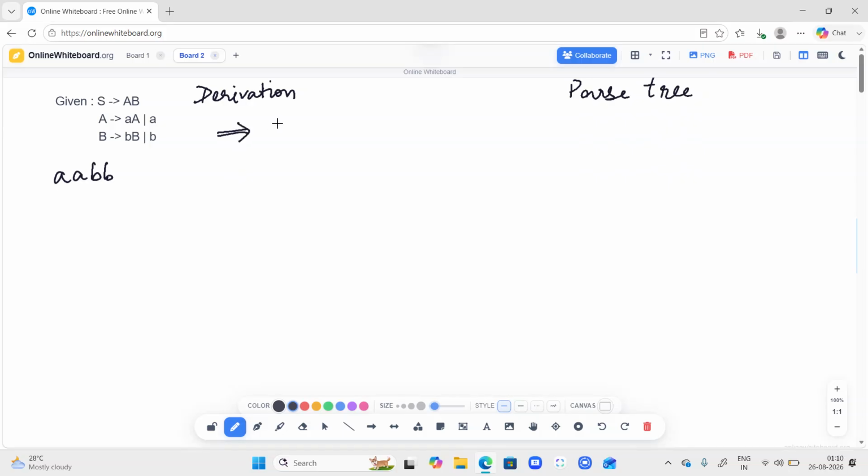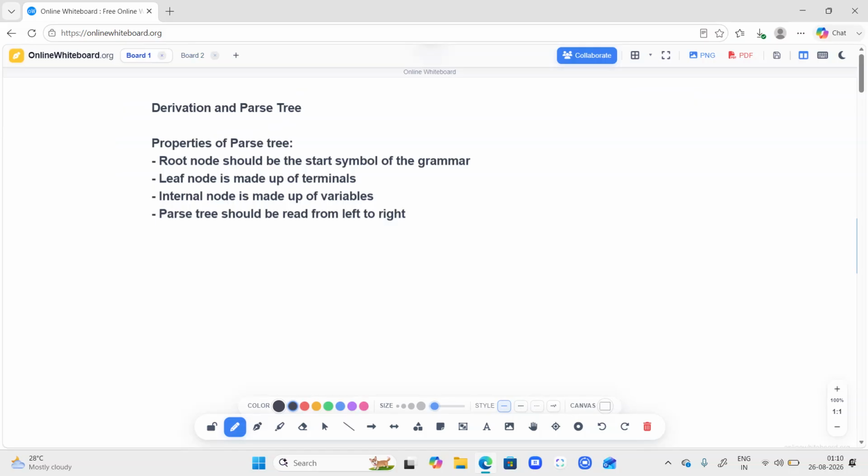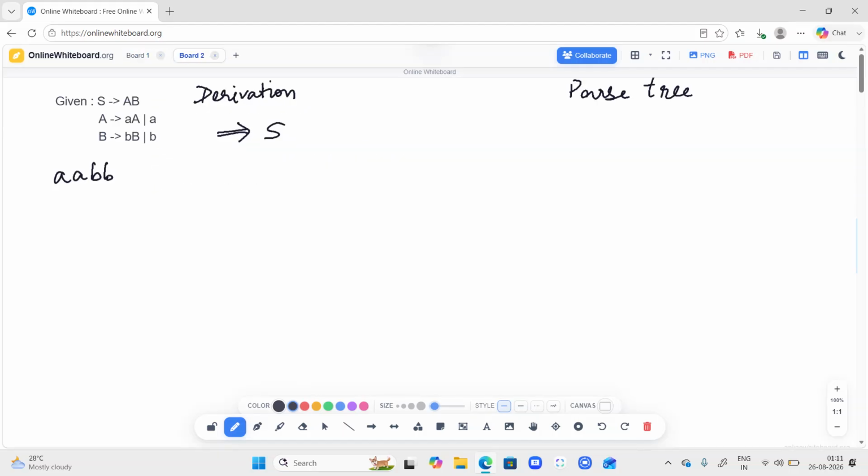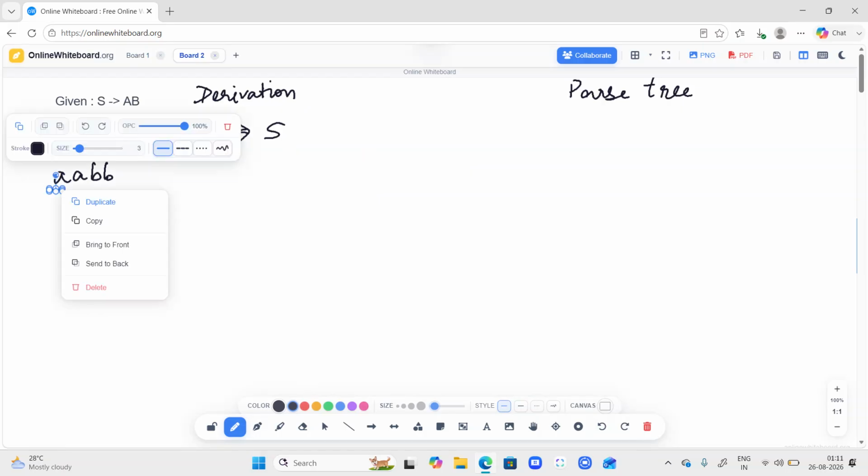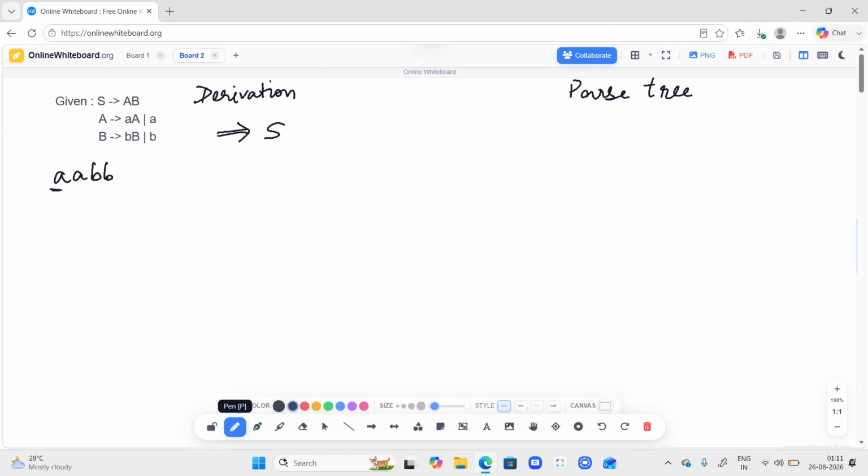Let's start. The starting symbol, it should always begin with this. If you observe, it's written here. The root node should always be the start symbol. So let's start with this. I want to derive a string which begins with A. So S can be replaced only with one production rule, and that is AB. You also have to show which production rule you have used for substitution.